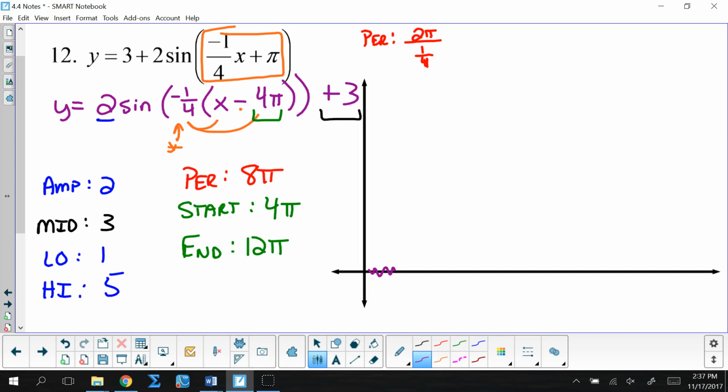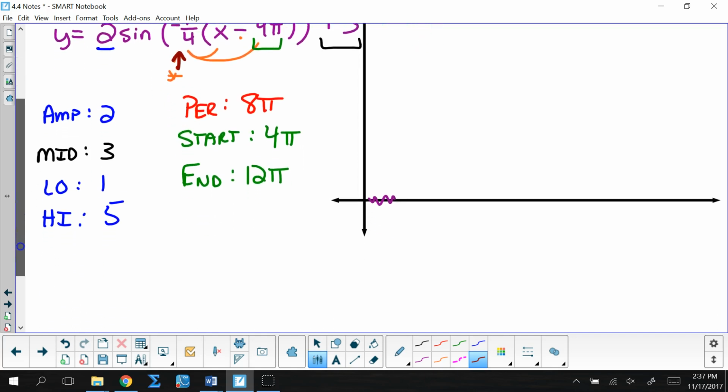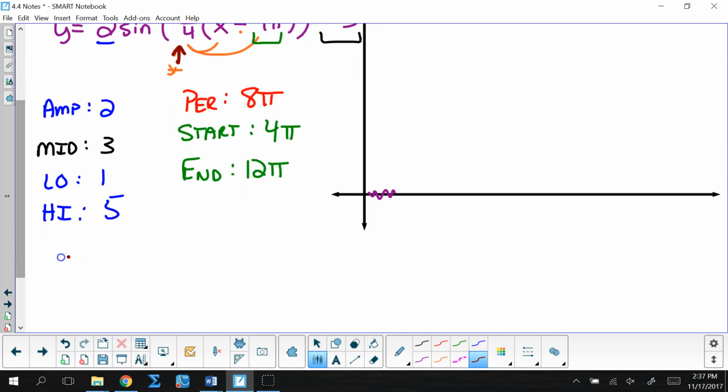Now I told you that this negative sign right here is going to come into play because we're going to have to use an identity, and one of the identities off of our unit circle said that the sine of negative t is equal to the negative sine of t. I believe that it is identity number 2 on your unit circle. So that is going to reflect my sine graph.